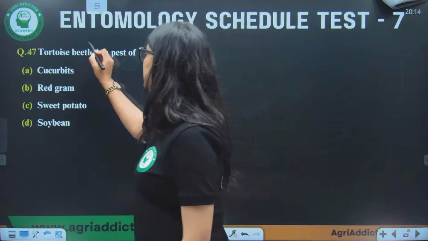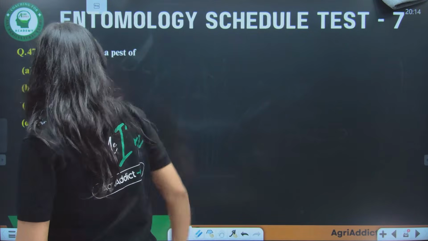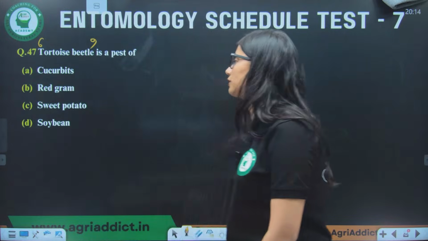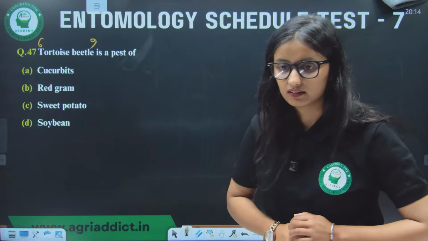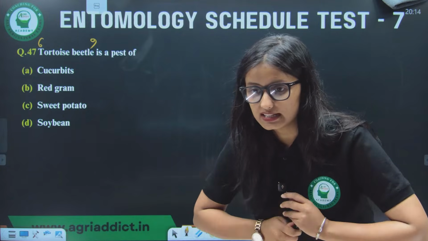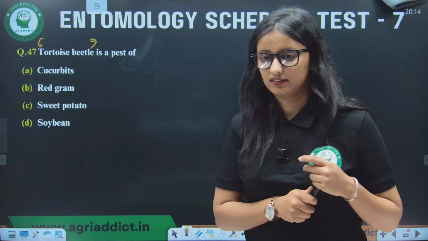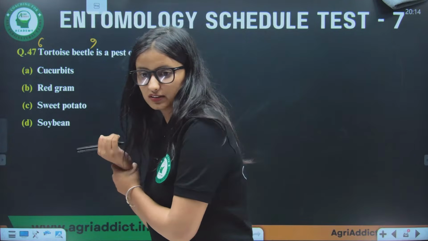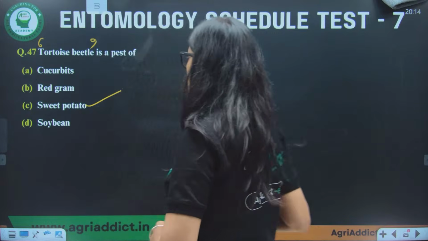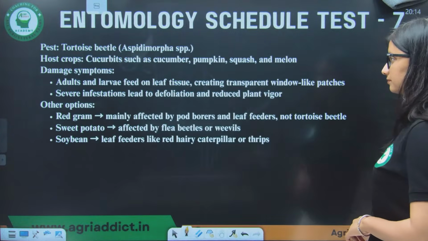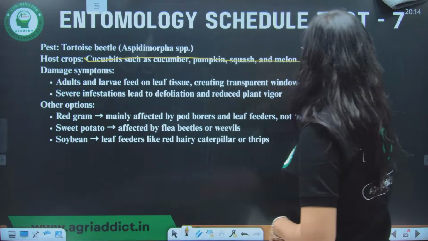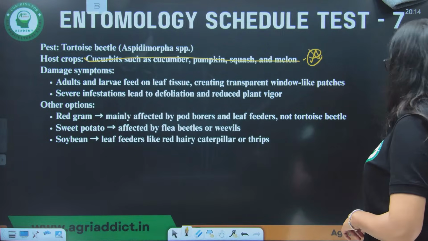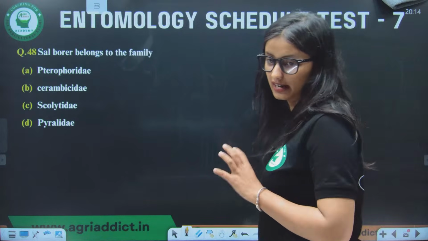Tortoise beetle again is a pest of what? Tortoise beetle is a pest of what? Very good. C is the correct answer. Sweet potato. Again, this is not written nicely. I will send you the correct one.